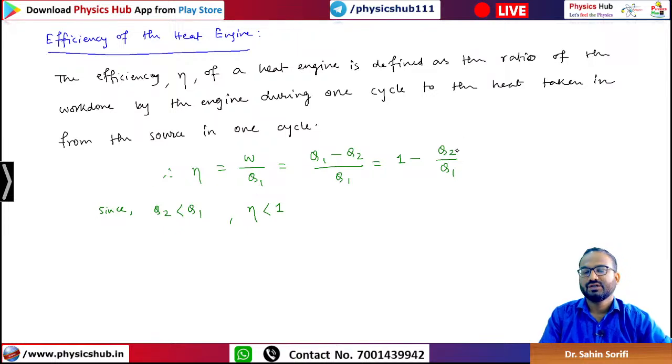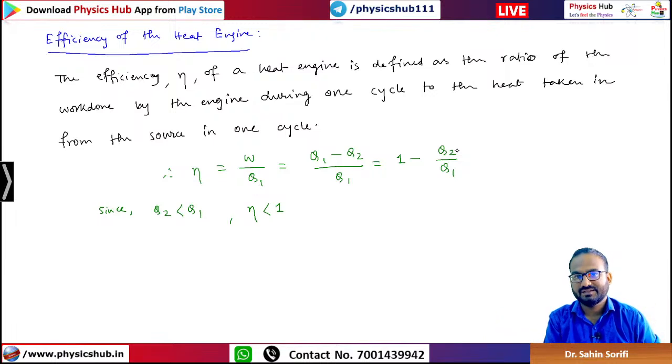Q2 is 0 means no heat is given to the surrounding. It's like you are burning coal and you are doing some work. Say you are heating some water and you expect no heat goes to the surrounding. That doesn't happen, right? So efficiency equal to 1 is impossible.